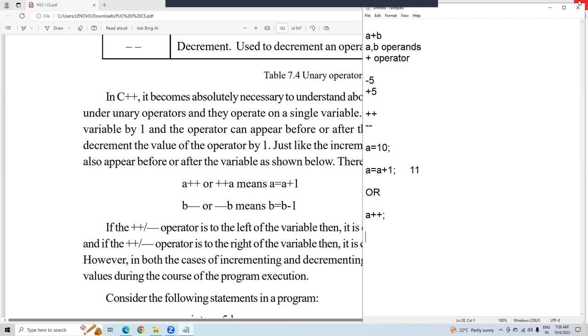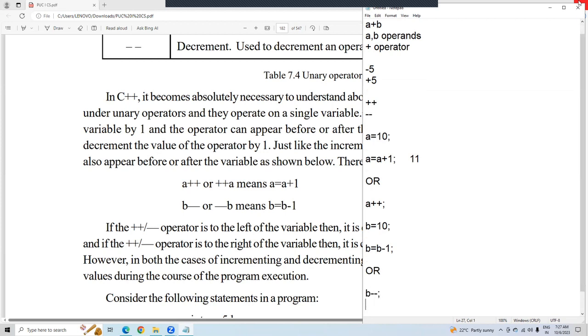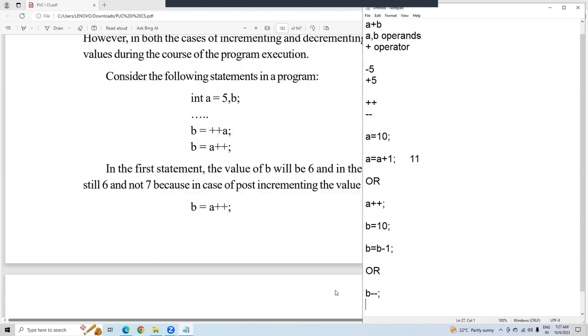Now here, in the same way, if b has a value 10, and I want to decrease the value of b by 1, we write b equal to b minus 1. This can also be written as b minus minus. So b minus minus decreases the value of the variable by 1.